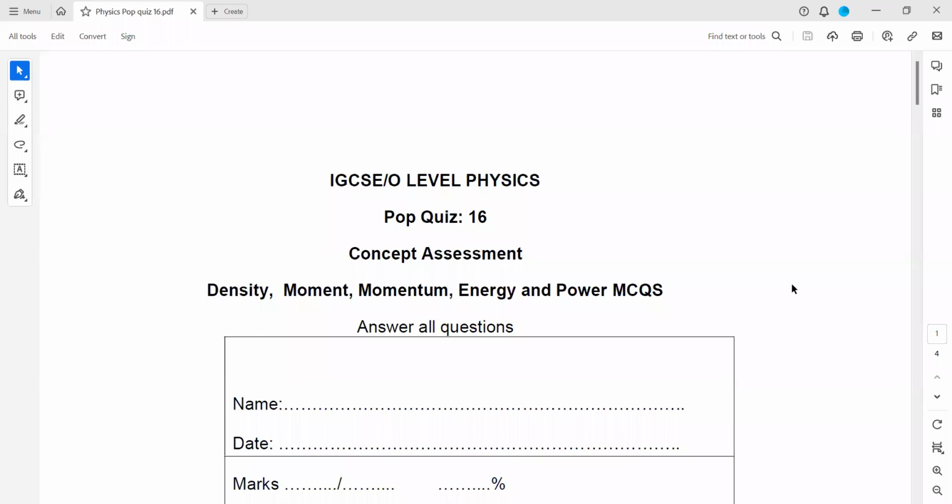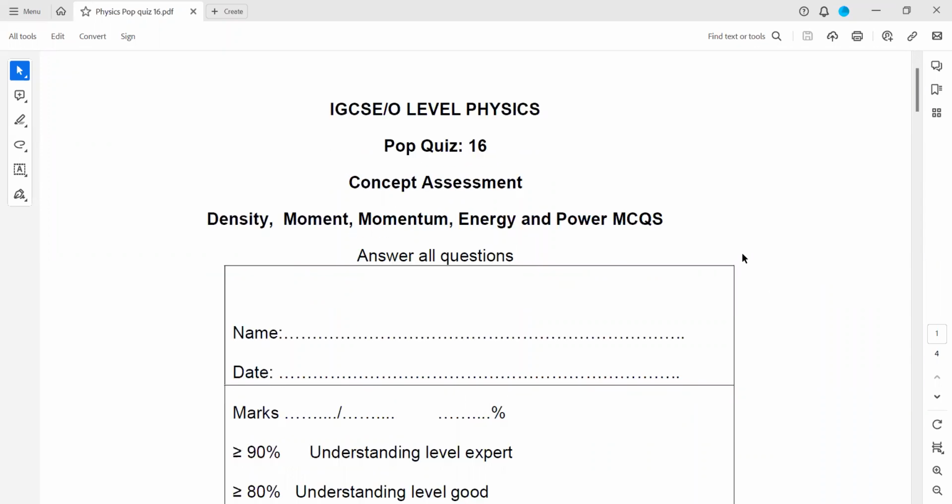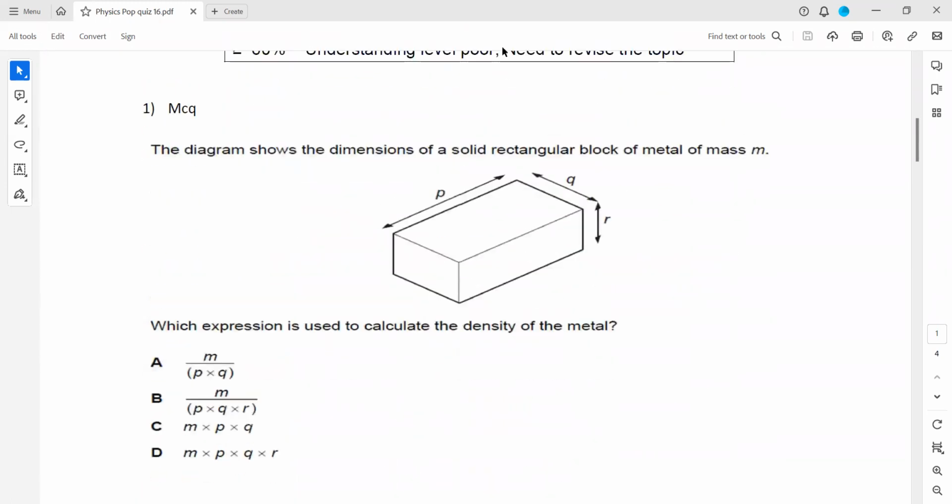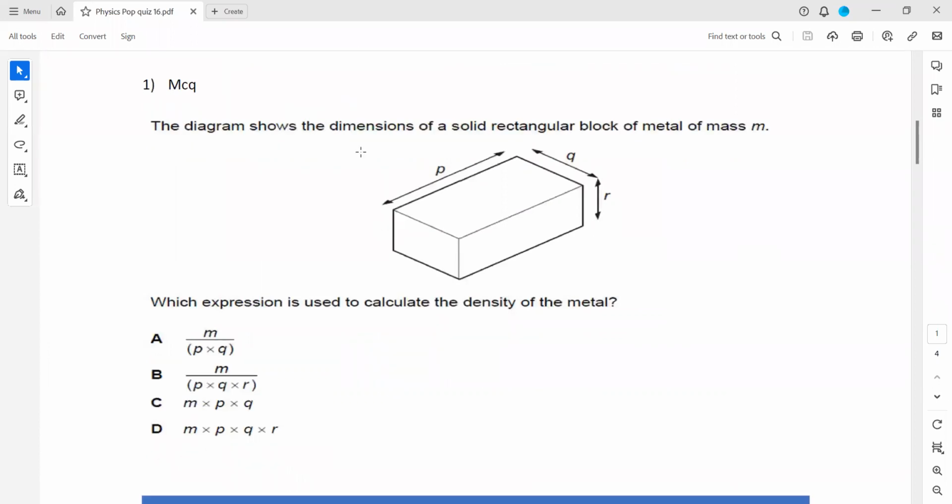So this was a pop quiz which was related to density, moment, momentum, energy, and power MCQs. In the first question, the diagram shows the dimensions of a solid block with a mass m, and the dimensions are given as p, q, and r. Which expression is used to calculate the density?